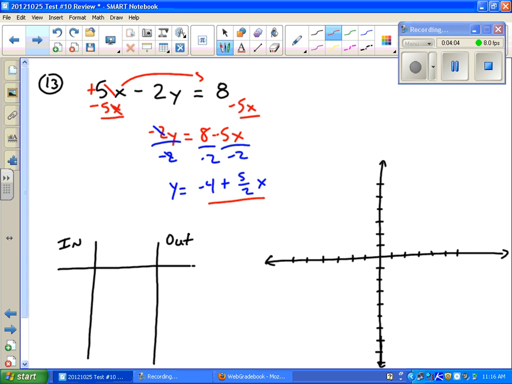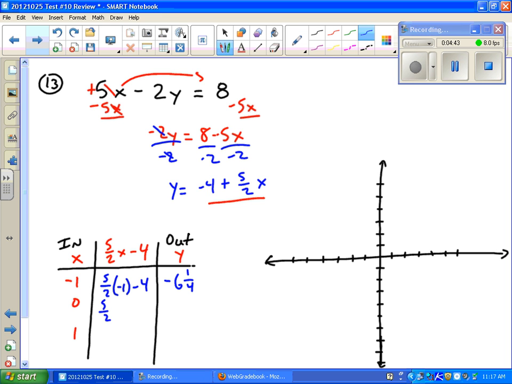This will be our expression, 5 over 2x minus 4. Your x's are your inputs, your y's are your outputs. Use -1, use 0, and use 1. Those are easy numbers. And plug in those values in place of x in your expression. 5 over 2 times -1 minus 4. 5 over 2 times -1 is -5 over 2 minus 4, and 5 over 2 simplifies to 2 1/4, so it's going to be -6 1/4.